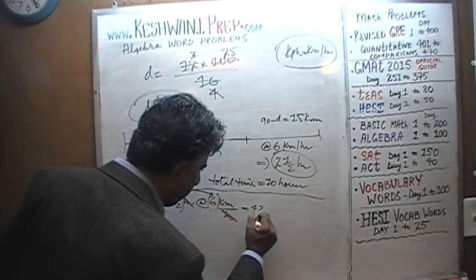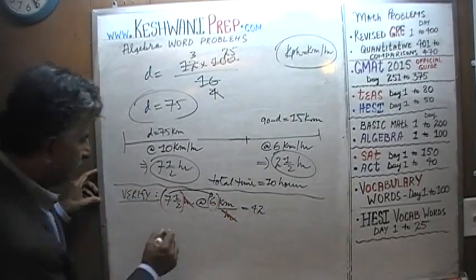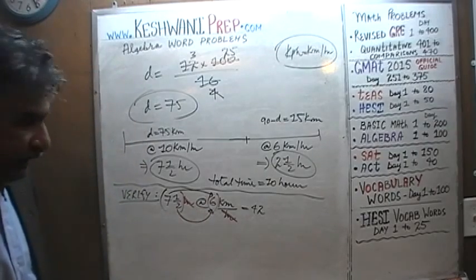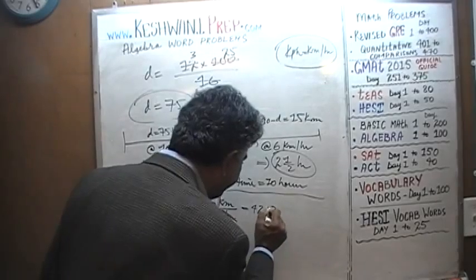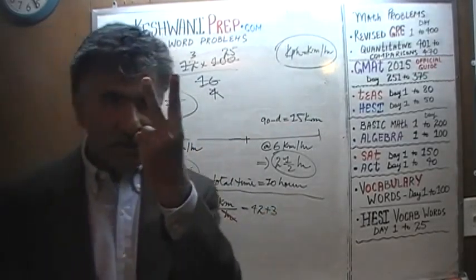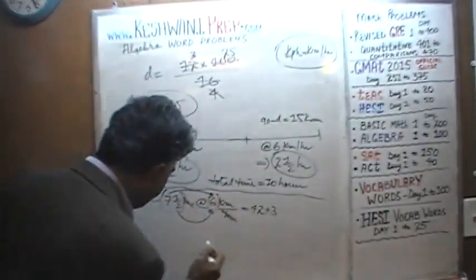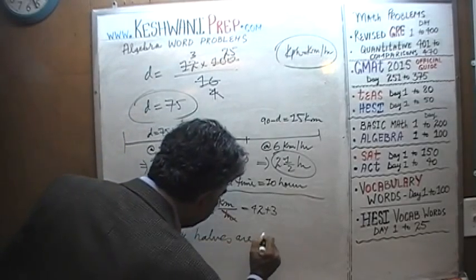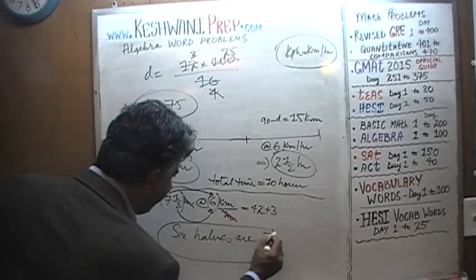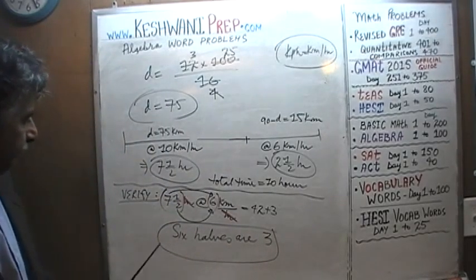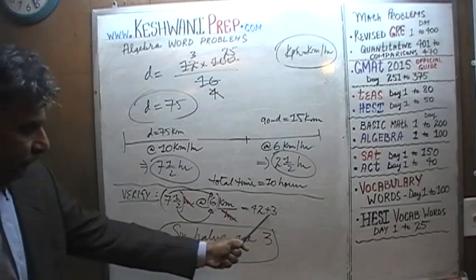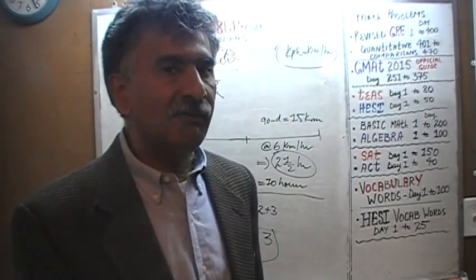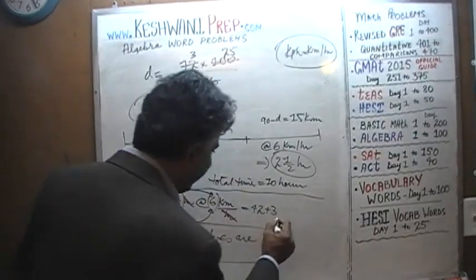7 times 6 is 42, and then we have half times 6. If you have 6 halves, 6 halves are 3. 2 halves are 1. 4 halves are 2. 6 halves are 3. So that's 45 kilometers.